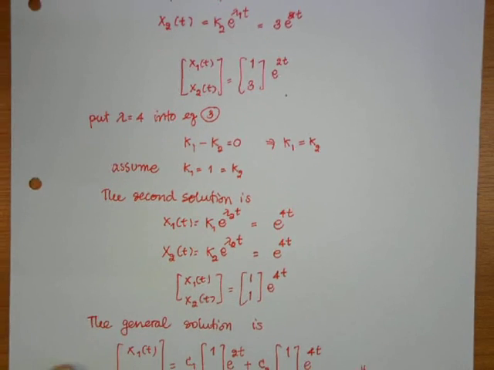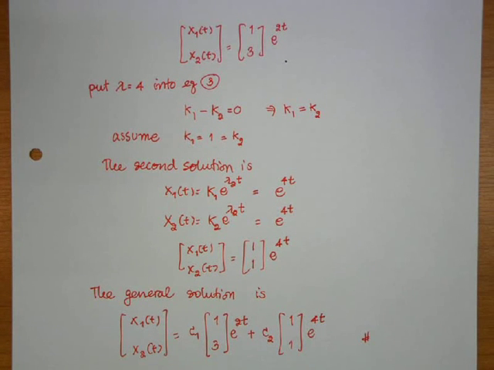So at the end, you have to combine both solutions. So you would get x1, x2 equal to c1 times the vector (1, 3) times exponential of 2t, plus c2 times the vector (1, 1) times exponential of 4t. And that's it.